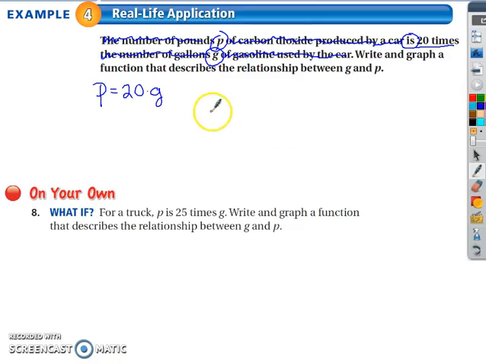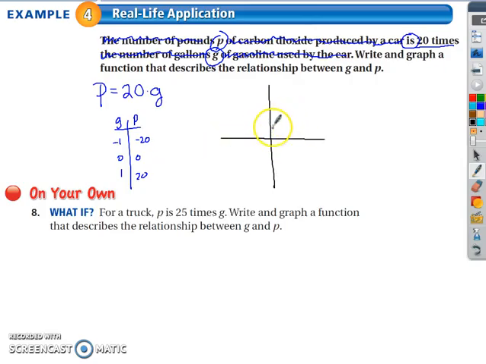So we have our function, and now we're going to go ahead and pick some inputs and graph. Again, I always think that negative 1, 0, and 1 are the easiest, so I'll go ahead and use these. Negative 1 gives me negative 20, 0 gives me 0, 1 gives me 20, and I go ahead and graph.